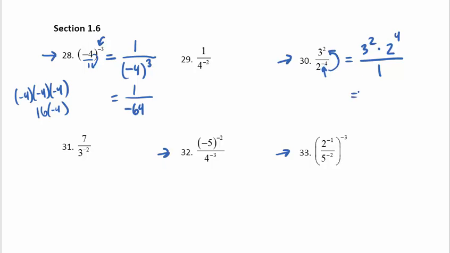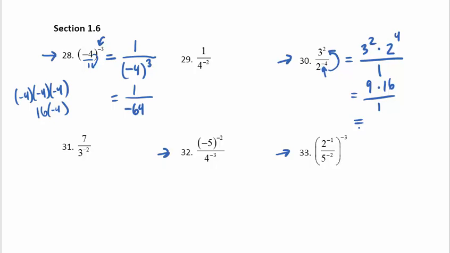So notice I didn't flip it. I just moved the thing that was only to the negative exponent. So now let's evaluate this. First I'm going to evaluate 3 to the second power, which is 9. And then 2 to the fourth power. Let's see. 2 times 2 is 4. Times 2 again is 8. Times 2 again is 16. All over 1. And now I'm going to take 9 times 16.